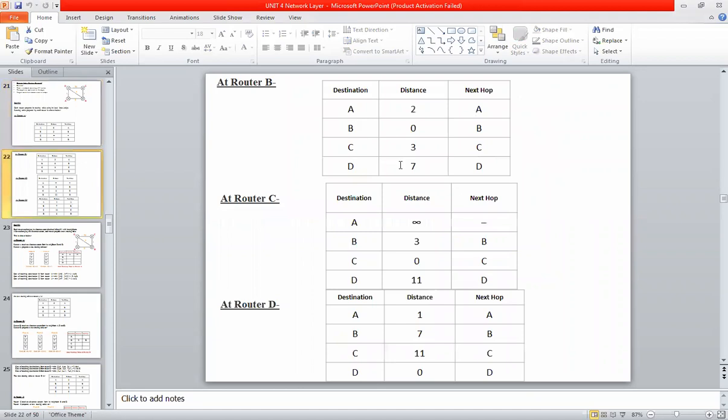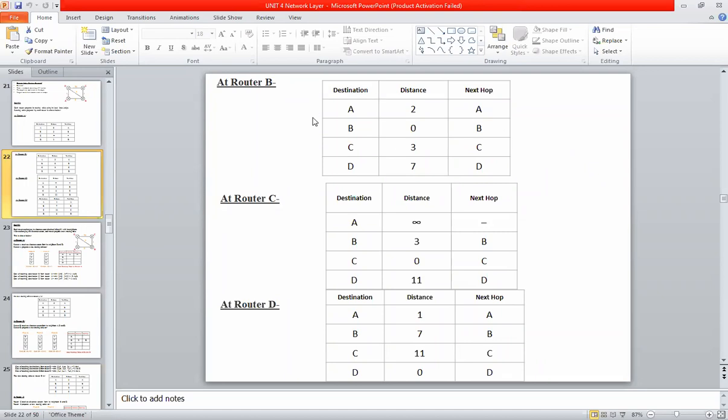Okay. This is what we have updated: router B, router C, and router D. We have updated these tables in step 1. The distance vector routing algorithm goes through step 1 and step 2. But in the link state routing algorithm, we have only one step, that is the least cost method.